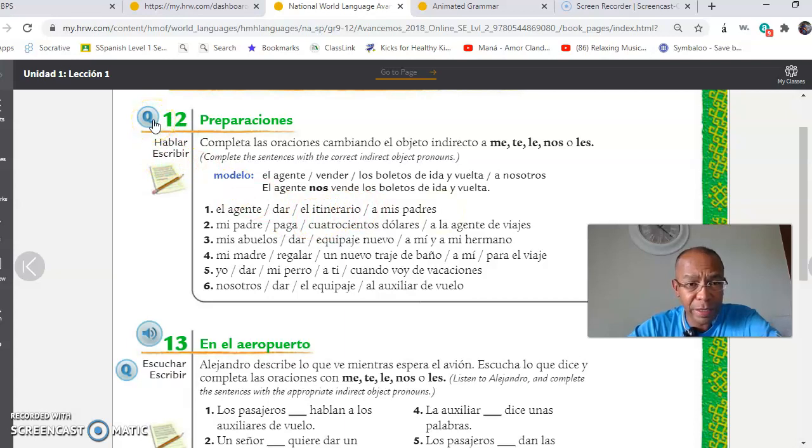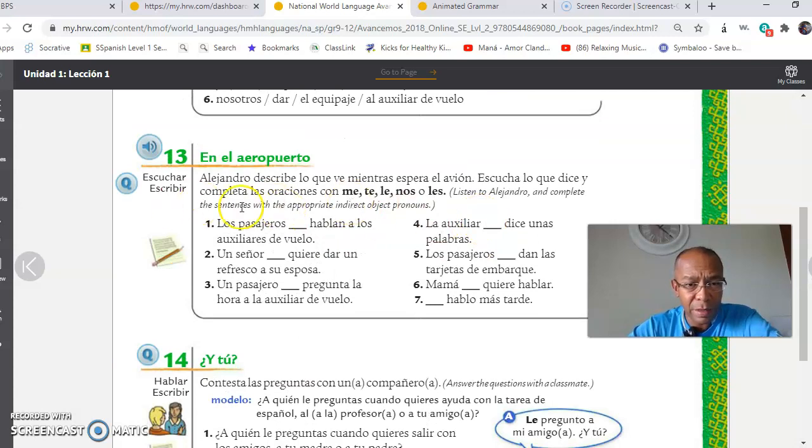You press the Q for questions, click on it, and complete this assignment. Activity 13, en el aeropuerto. What is it that you have to do here? Well, you have to listen to Alejandro and complete the sentences with appropriate indirect object pronouns. So what I suggest you to do is to click on this first in the audio and then click on the questions, okay? So you can actually input your answers. You would use me, te, le, nos, or les.